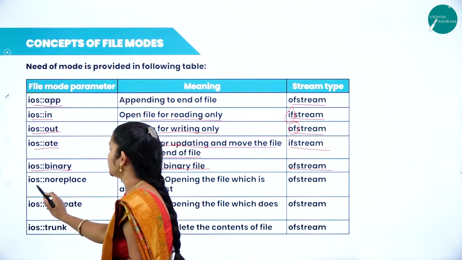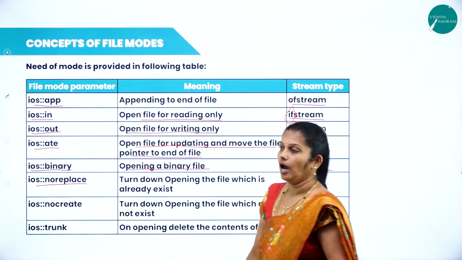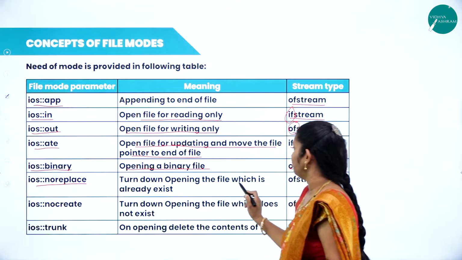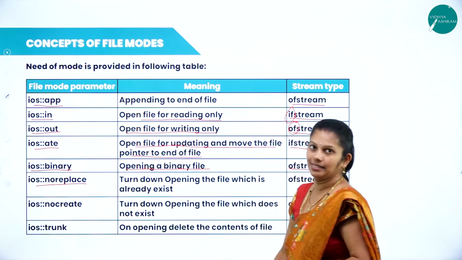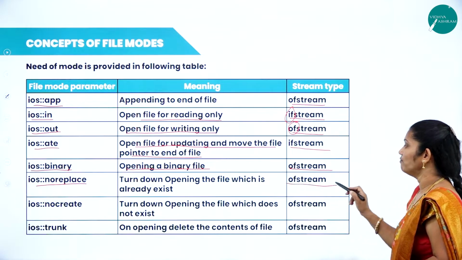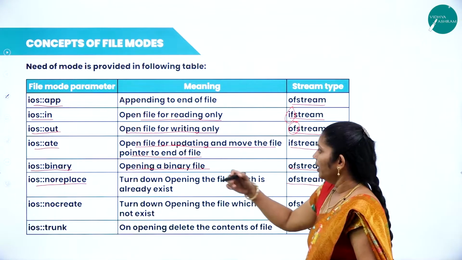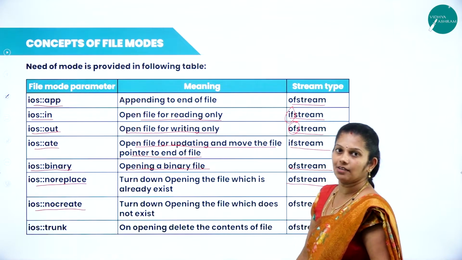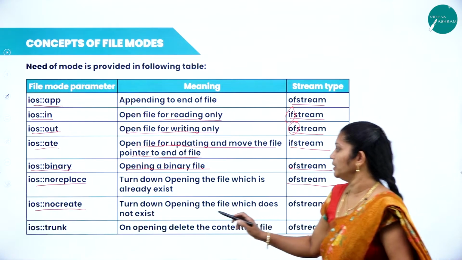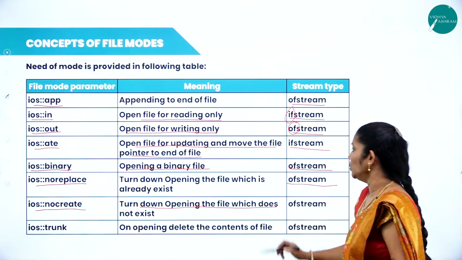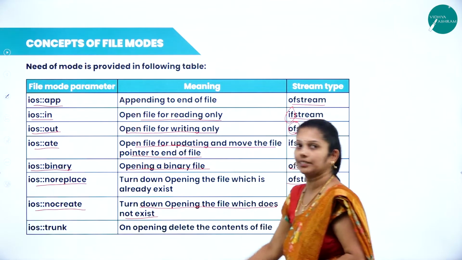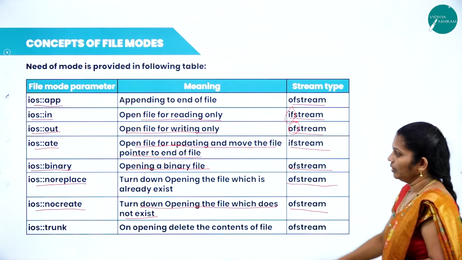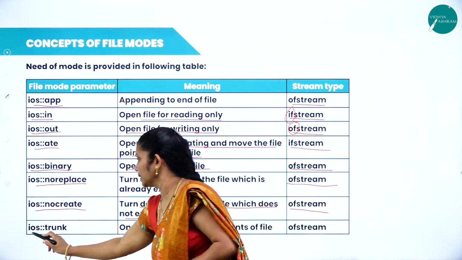Then ios::noreplace. Here, it turns down opening a file which already exists. Here the ofstream type we are using. And the next one, ios::nocreate. The name itself suggests no create. That means it turns down opening a file which does not exist. Here the ofstream type only we are using. Then here ios::trunc.